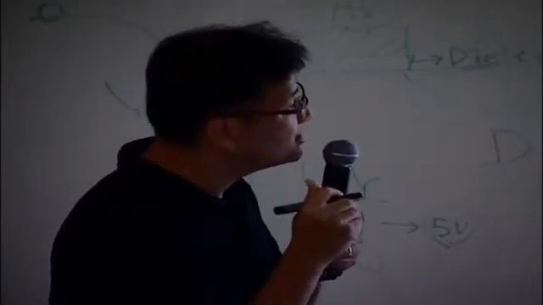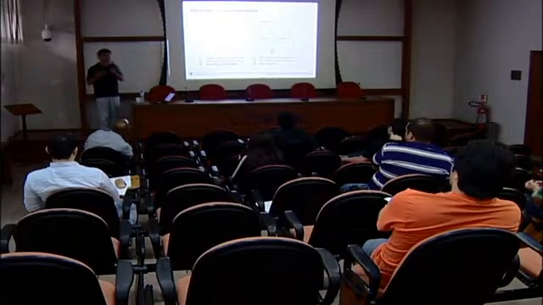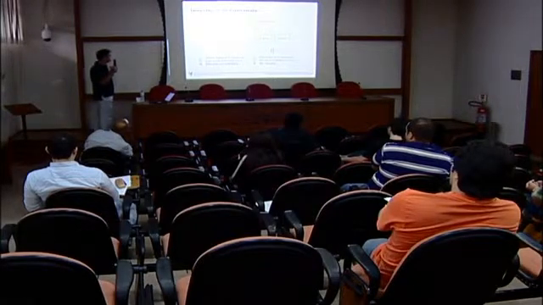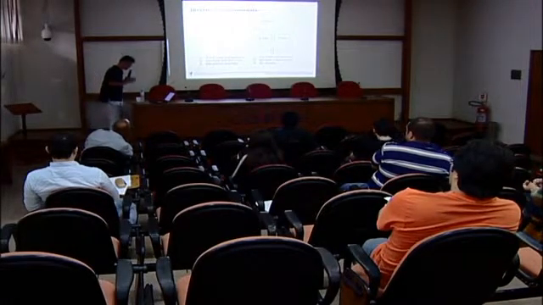This is the other case. Now here is the negative side, and on the right of the battery is the positive side. Then negative will attract a force, and electrons also will be attracted to the right side. Then this depletion zone will be greater. Then current will be terminated. So this is a PN junction, and depending on the battery polarity, we can control the current. Right? So that's the basic.